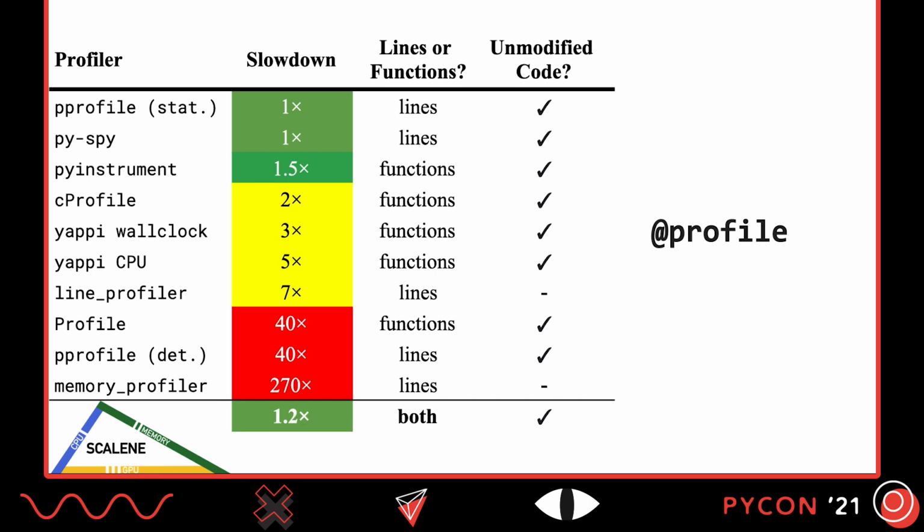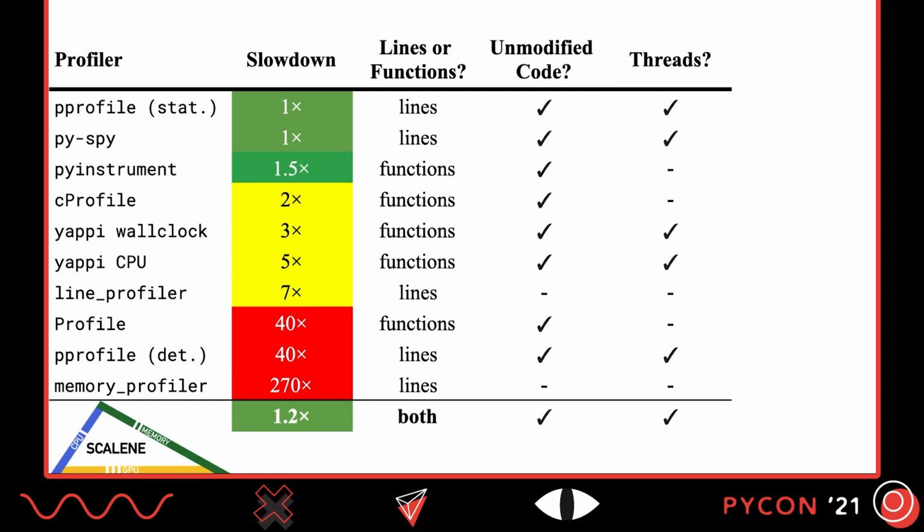So Scalene, like many of the other profilers, works on unmodified code, reporting performance information for the whole program, but it also supports the @profile decorators. So when you use these in Scalene, it tells Scalene to focus just on specific functions, which works best once you already know where the problem spots are, which you can find out without modifying any code.